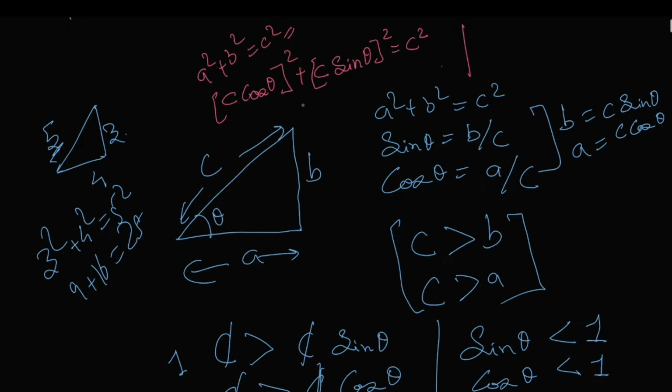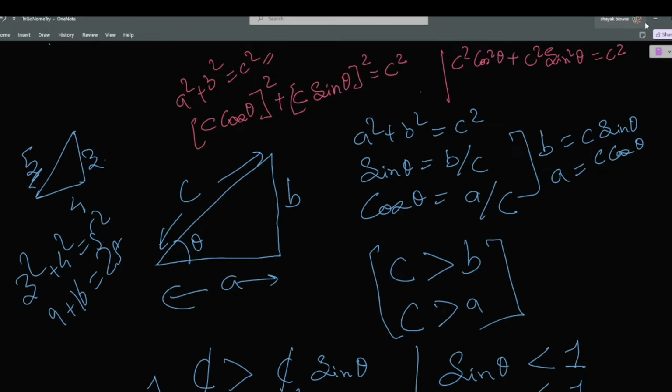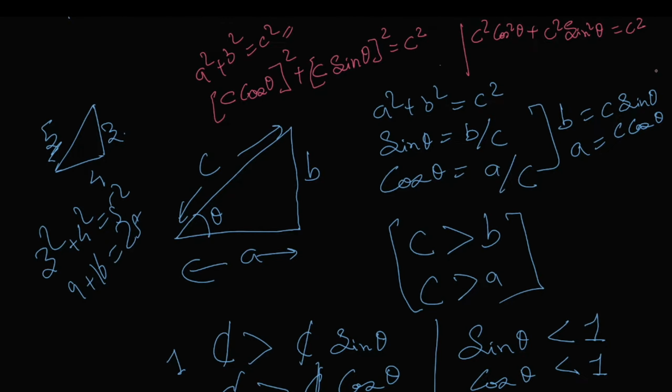Let's move ahead with this equation. So it will be how much? It will be c square cos square theta plus c square sin square theta, which should be equal to how much? C square. Cancel c square from both the sides. If you cancel c square from both the sides, so c square, c square, c square. So we get cos square theta plus sin square theta is equal to 1.